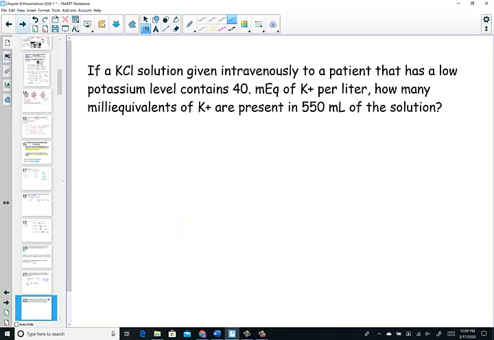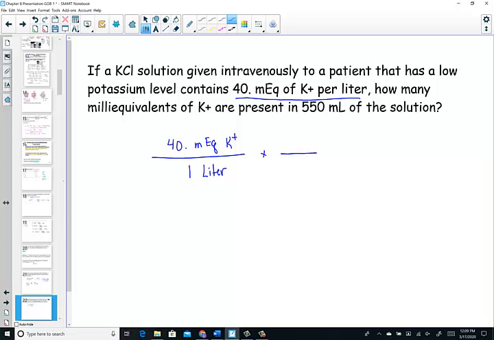Shall we try another? We have a potassium chloride solution given intravenously to a patient that has a low potassium level. It contains 40, 2 sig figs, that's the decimal point, milliequivalents of potassium in every 1 liter of solution. That's the number that I'm given right here. How many milliequivalents are present in 550 mils of solution?